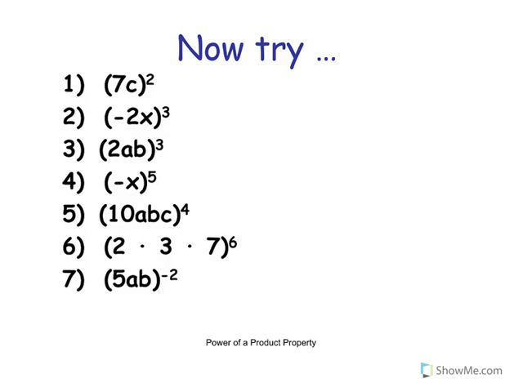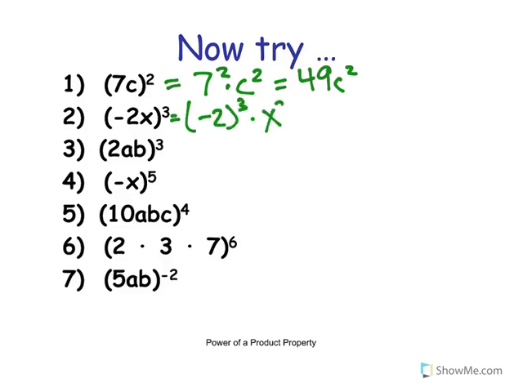So for the first one, we've got 7 squared times c squared. So 7 squared is 49, c squared. Now we've got negative 2x to the third. So I'm going to leave this in parentheses, and that's negative 2 to the third times x to the third. So negative 2 to the third is negative 2 times negative 2, which is positive 4, times another negative 2, which is negative 8, x to the third.